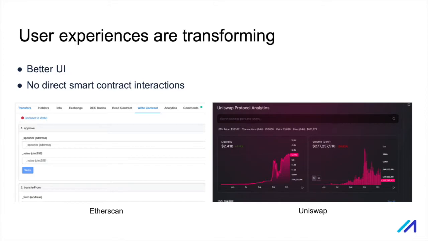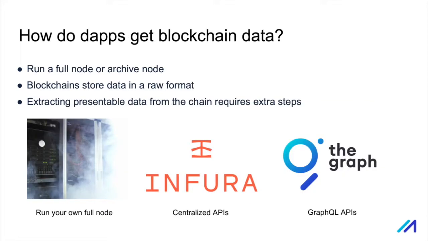However, these interfaces only act as a proxy to connect to a blockchain and present data in a simplistic way. The data presented in these UIs should still come from the blockchain. So, how do developers retrieve data from the blockchains?